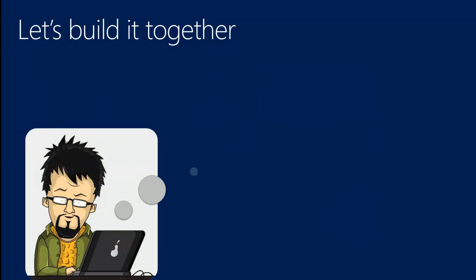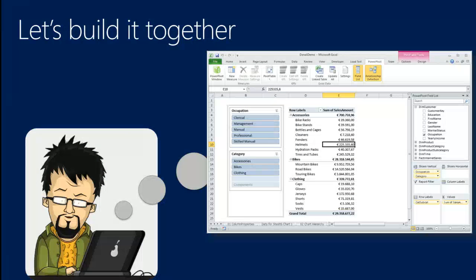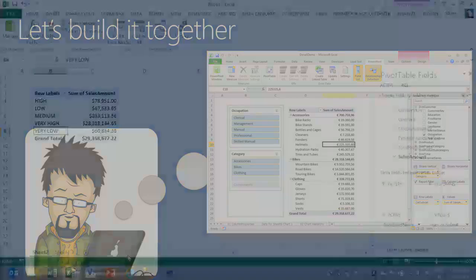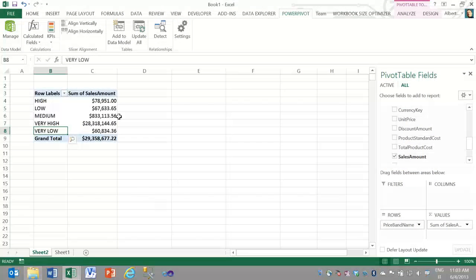So while this is what we should do in multidimensional to solve the problem, again, we move to the demo machine, and we solve the ABC clustering technique by using simple DAX.